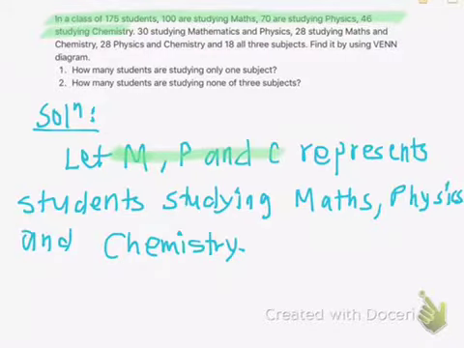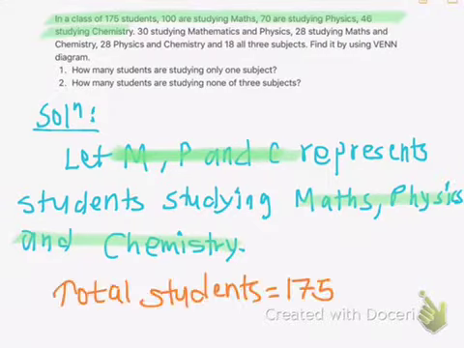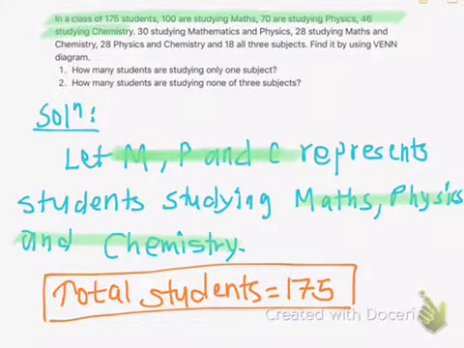Hello, let us solve a question from sets having three members. Let me first read the question. In a class of 175 students, 100 are studying maths, 70 are studying physics, and 46 are studying chemistry. Here, let M, P, and C represent students studying maths, physics, and chemistry respectively. And also the total students here are 175.